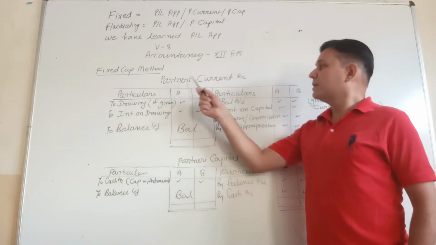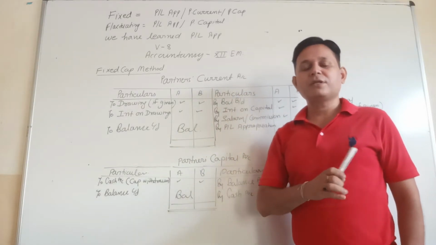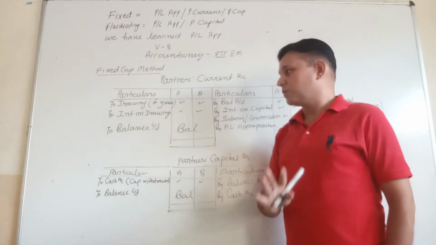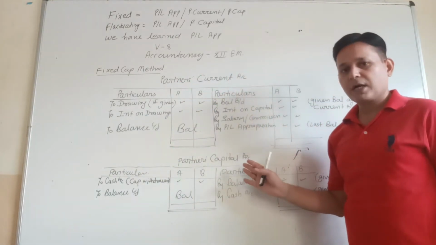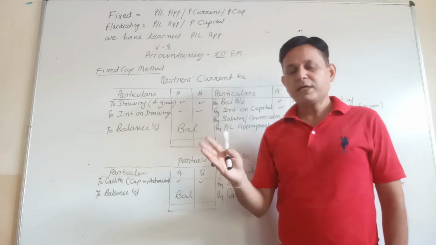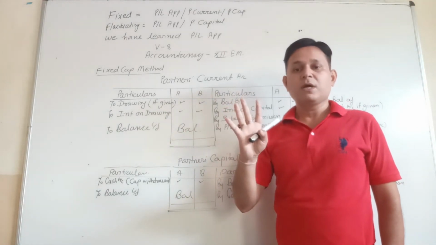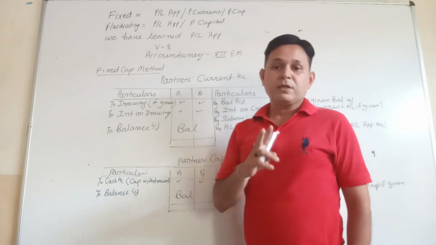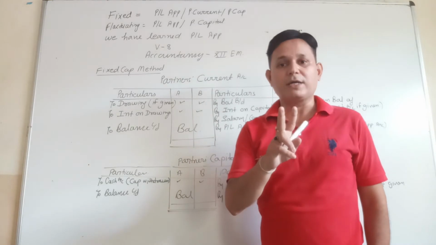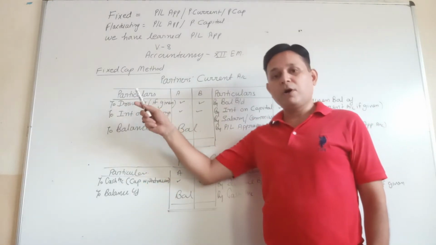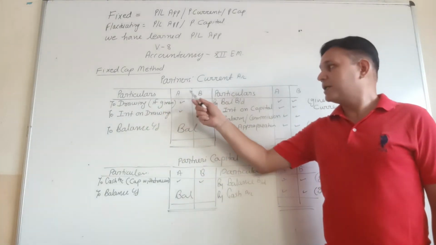So for the partners current account, I have assumed in the last lecture that there are two partners. While preparing the partners current account or partners capital account, it's a simple format that we have to draw: particular, amount, 4 columns. But here the amount column will be subdivided in two categories because there are two partners. So you have to prepare particular and the partners' names.